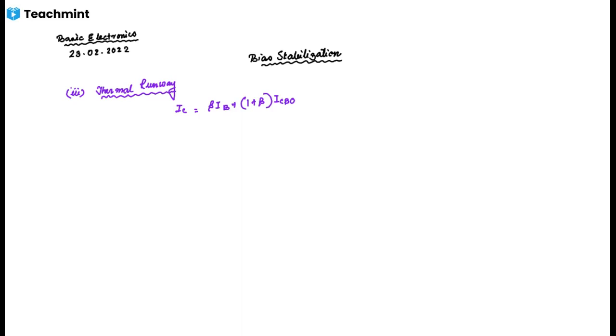Such a successive increase of IC will drive the operating point into the saturation region. This process is also called thermal runaway. This is a very dangerous process due to excessive heat in the transistor, and the transistor may burn out. So understand what is happening. When the collector current is flowing, the flow of collector current in the collector circuit produces heat at the collector junction.